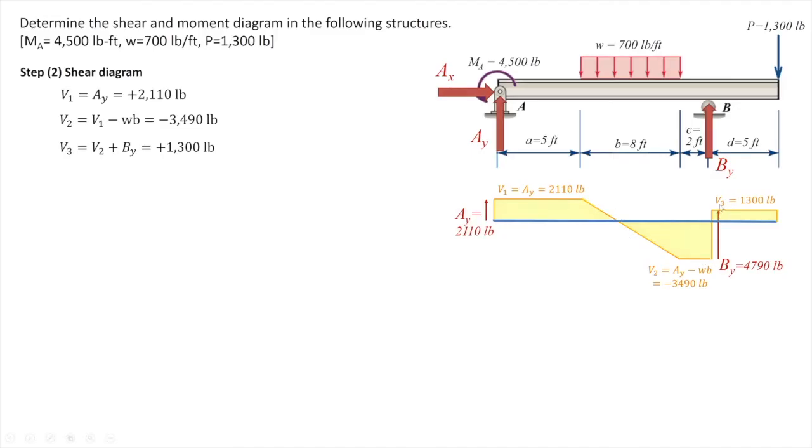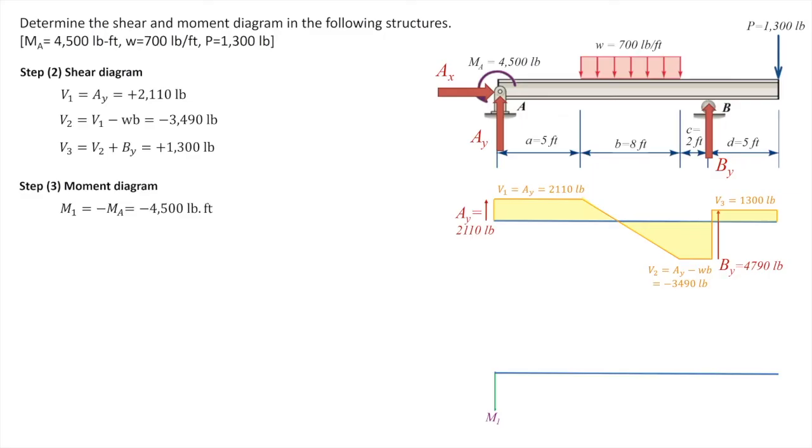After point B, the shear diagram remains constant because there is no loading, and at the very right end, it goes back to 0, which shows the calculation is correct. Now let's do the same for constructing the moment diagram. There is an initial moment on the very left end because of a concentrated moment of MA, which is negative 4,500 pound-feet. Moving to the right before getting to the distributed load, the moment diagram increases because the shear diagram is positive.